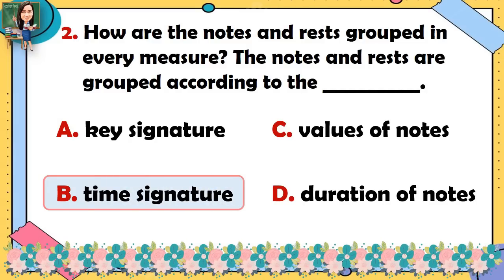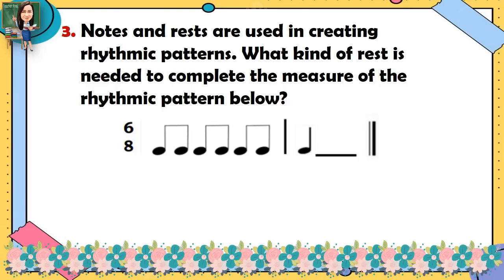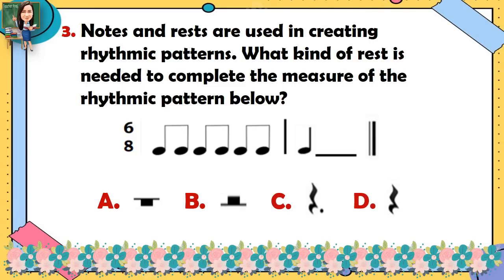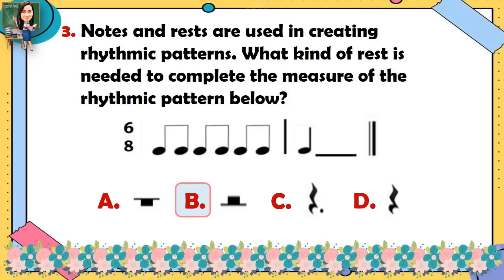Time signature. Number 3. Notes and rests are used in creating rhythmic patterns. What kind of rest is needed to complete the measure of the rhythmic pattern below? A, B, C, or D? Very good. The correct answer is letter B, the half rest.